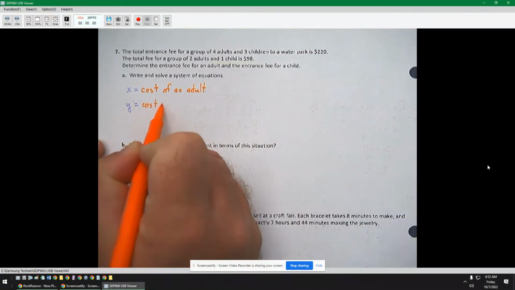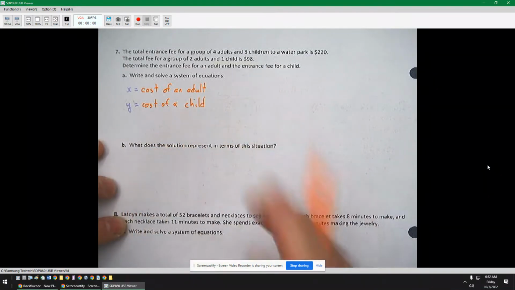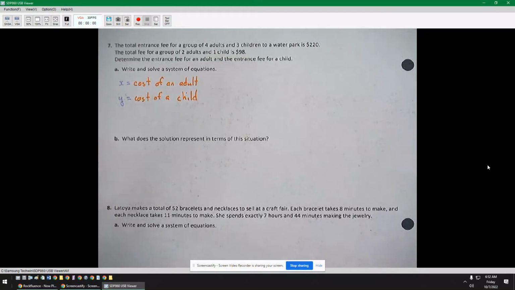y as the cost of a child. Keep in mind, whenever you select something for x or y, you always want to make sure that that thing is a number. So if you just wrote down adult for x, adult is not a variable. The cost of the adult is a variable because that's a number.